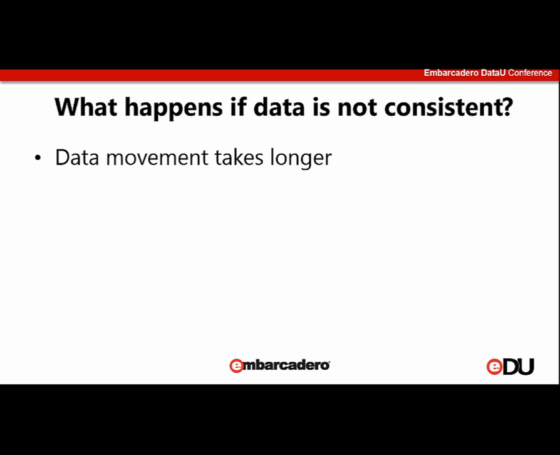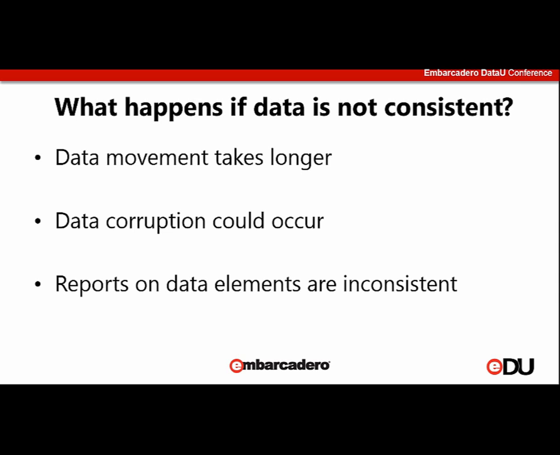So what happens if data is not consistent? Data movement takes longer. Data corruption could occur. There could be a chance during the conversion process in which the data could change. If I'm moving from a character to an integer, those don't always move consistently. So you have to change the character, convert it to an integer, and things there are not going to be proper. The reports on data elements are inconsistent. If the data doesn't fit, then you need to truncate the data, which could lead to inconsistencies in the data.